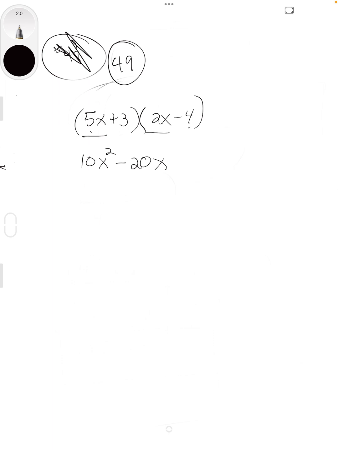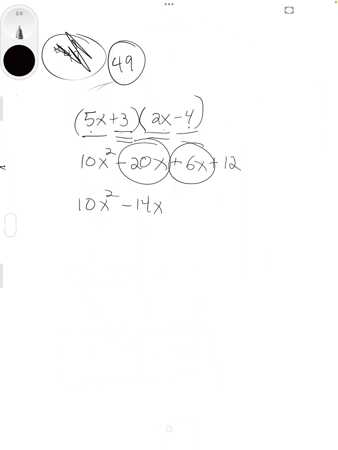Now you pretend you cannot see the 5x, and you're only looking at the 3. So 3 times 2x is 6x. And 3 times 4 is 12. Okay, so I'm going to end up with 10x squared. I have a negative 20x plus 6x, which is minus 14x, because they're the same, plus 12. That's the answer. That's how you do these.